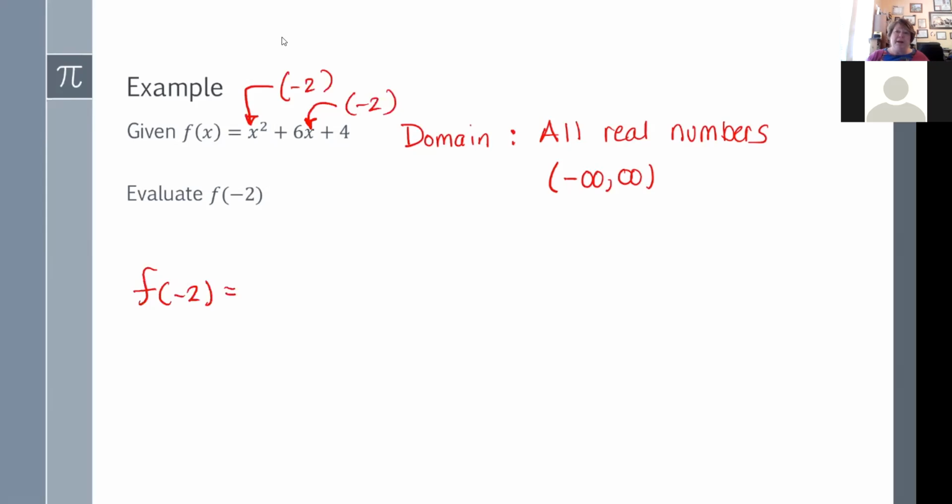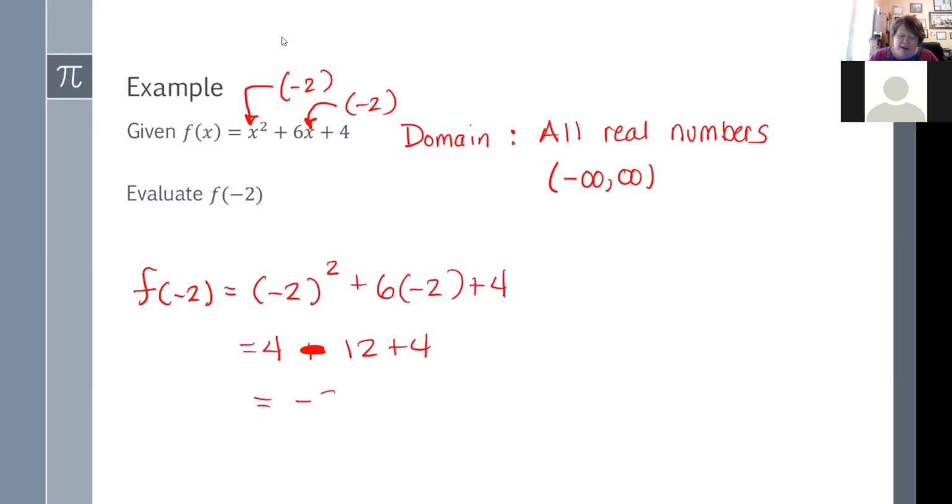So again, how do I evaluate this at -2? Well, we replace the x with -2 and then carry out the arithmetic. So we have (-2) squared plus 6 times (-2) plus 4. Okay, so when I square -2, I get +4. And then I have 6 times -2, that's going to give me a minus 12, plus 4. So that's going to be what? -8 plus 4, or -4.